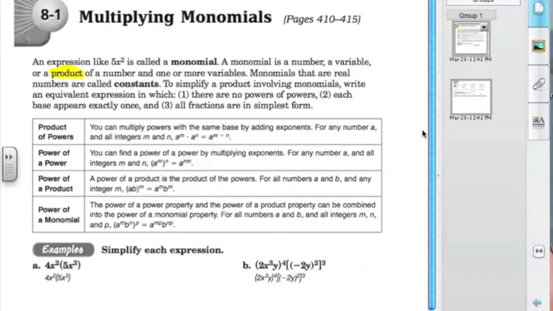Alright, this is for Chapter 8, Lesson 1 in Algebra. It's multiplying monomials. An expression like 5x squared is called a monomial. A monomial is a number, a variable. The important piece is it's the product of a number and one or more variables. So make sure that it looks something like this, like this, like this, or like this. These are all shortcuts. The important piece is make sure that there is no variable in the denominator.